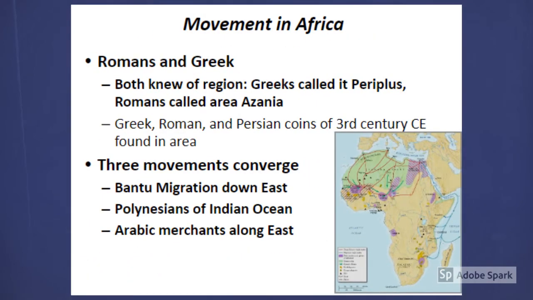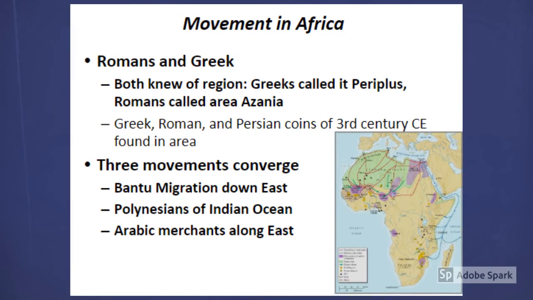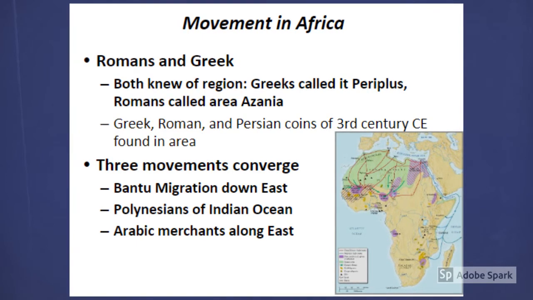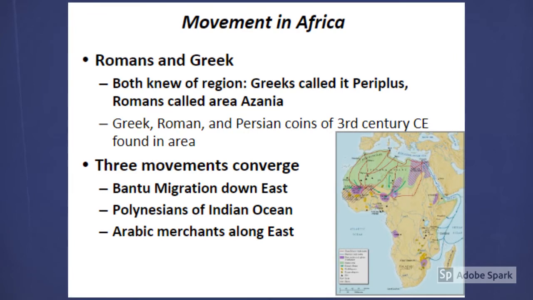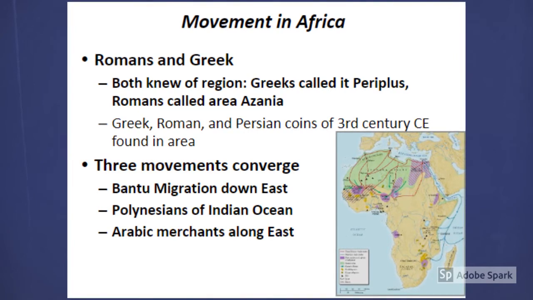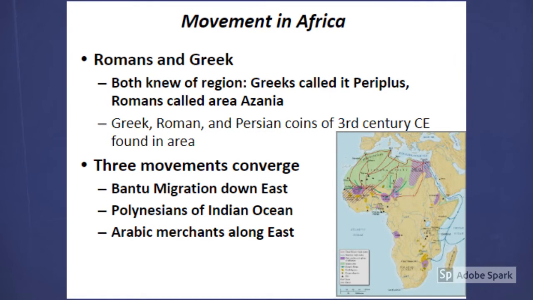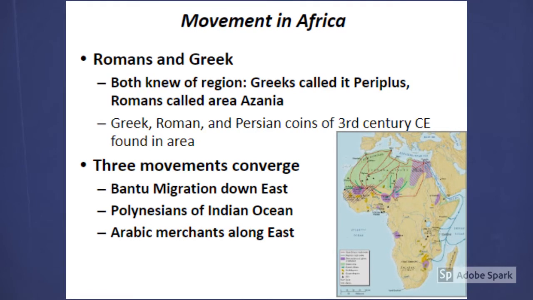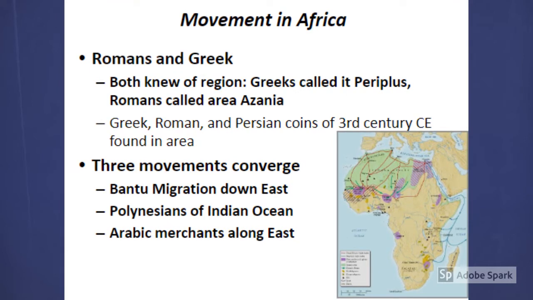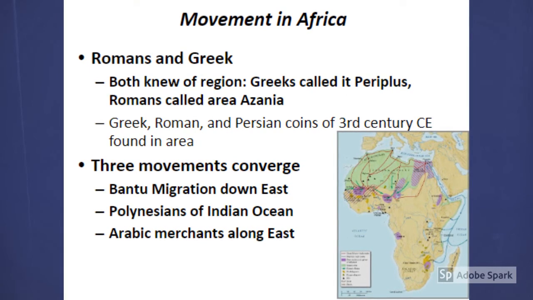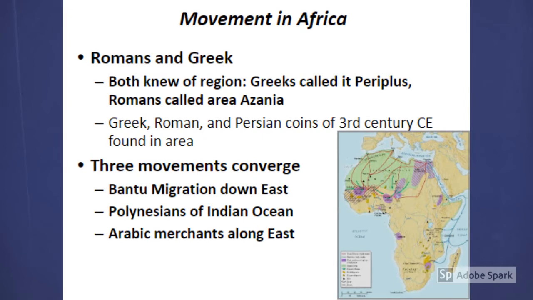Three major movements that bring large-scale change in Africa are worth noting. Number 1, the Bantu migration from Central Africa down to South and East Africa, which we'll talk about later today. Number 2, the Polynesians bringing early Indian Ocean trade, which we'll talk about in a later episode. And number 3, Arabic merchants spread Islam along the east, which we will talk about again in a later episode.